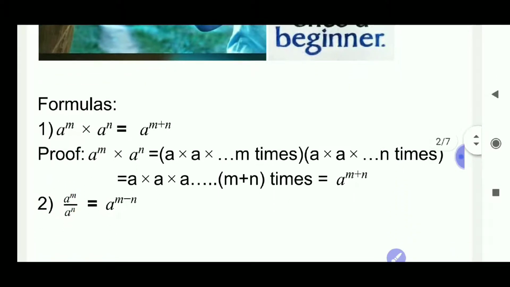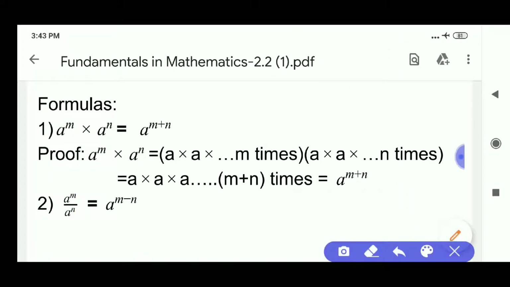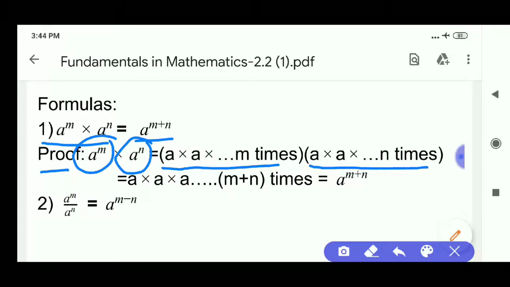Let us learn some formulas. A power m into A power n is A power m plus n. Proof. A power m into a power n: a power m means a into m times. A power n means a into n times. So it is totally a into m plus n times. So its answer is a power m plus n.